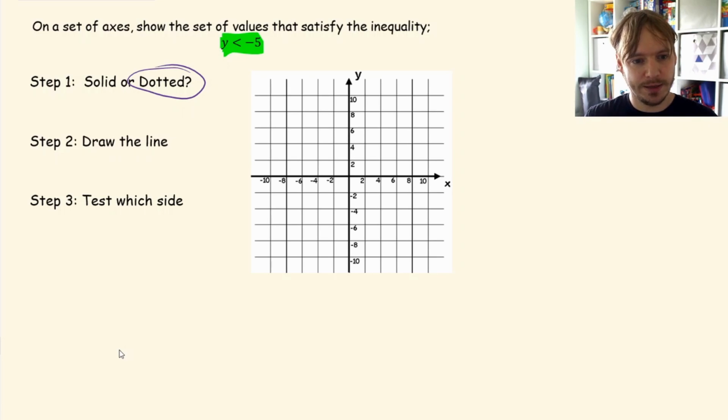Step 2 is draw the line. So remember, we're drawing as if this was an equal sign, not an inequality. So we're trying to draw y equals -5. So let's just plot some places on the graph where that's true. So we're just here and here and here. These are the points where y equals -5. Okay, hopefully you're familiar with that. And then I need to draw that with a ruler, but it needs to be dotted.